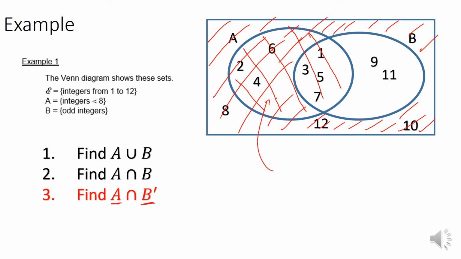So our answer to this would just be 2, 4, and 6. So the other way you can think about this is we're looking for the integers that are less than 8 and are not odd, so that is even. So integers less than 8 that are even. You can see we get 2, 4, and 6. And 8 doesn't count because that isn't less than 8, it's less than or equal to 8.